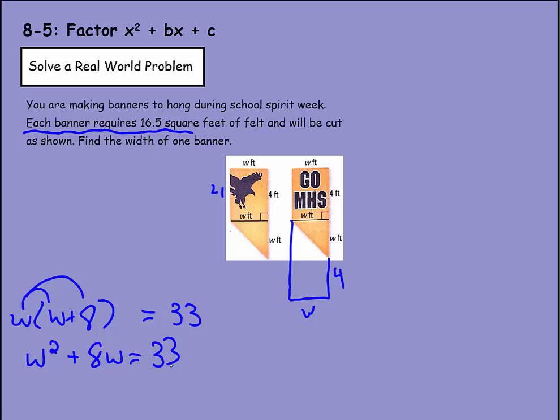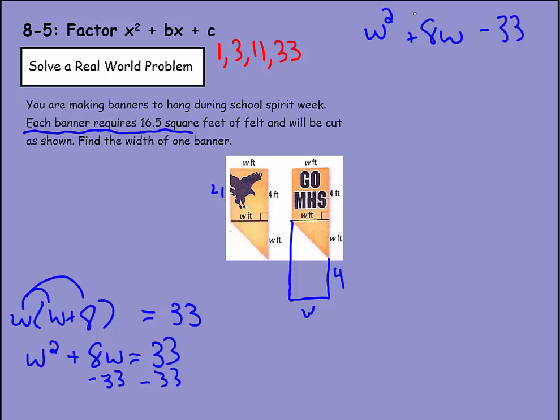So now I can make this a 0 here, so I can subtract 33. Let's rewrite this equation on the top right. So we have W squared plus 8W. Now we have minus 33. Since I have a negative product, I need to have a positive and a negative factor. Let's do the factors of 33. That would be 1, 3, 11, and 33.